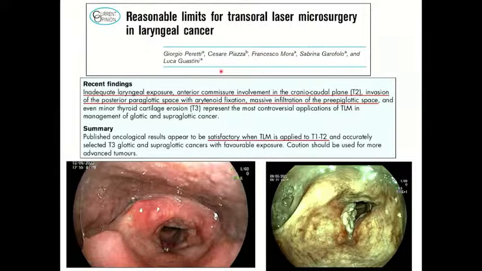That's a 2-month endoscopy. This is almost 3 years now. He is disease free. He is absolutely fine. So nothing to worry. But this is very important.